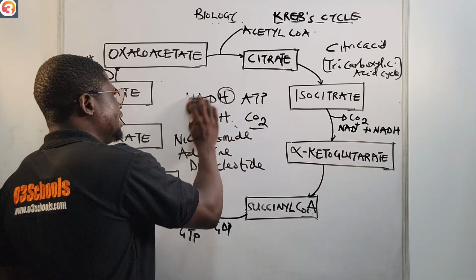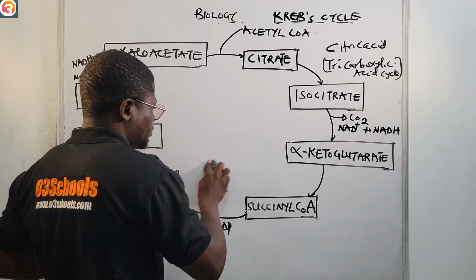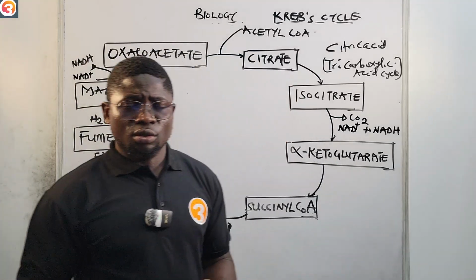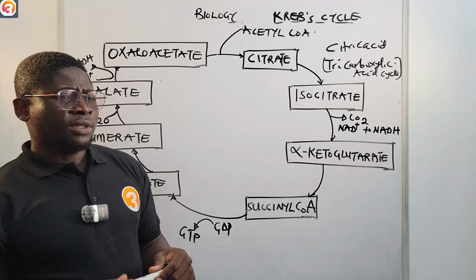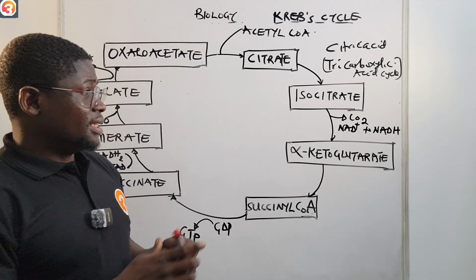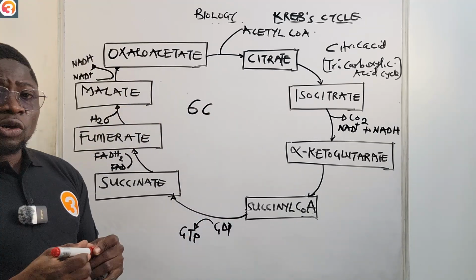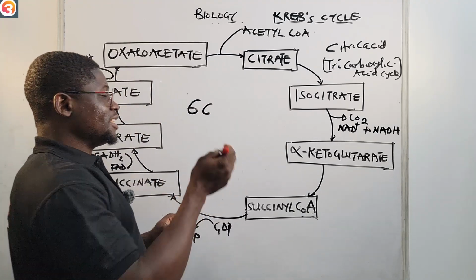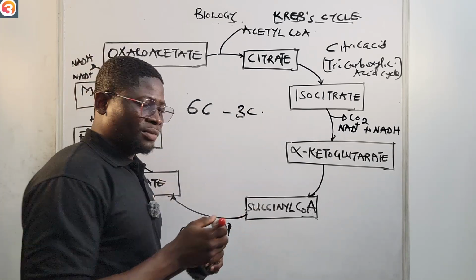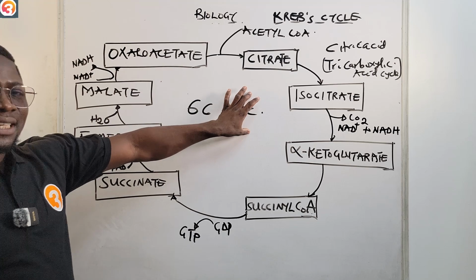We have said already that glycolysis involves a series of reactions where glucose is broken down to pyruvic acid. Now, how many carbon atoms? The glucose itself has 6 carbon atoms, isn't it? The glucose is a 6 carbon molecule, and it is broken down to pyruvic acid, which is a 3 carbon molecule.